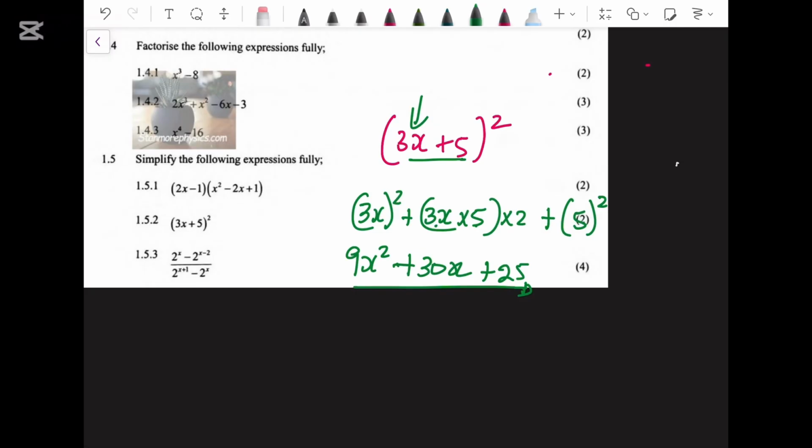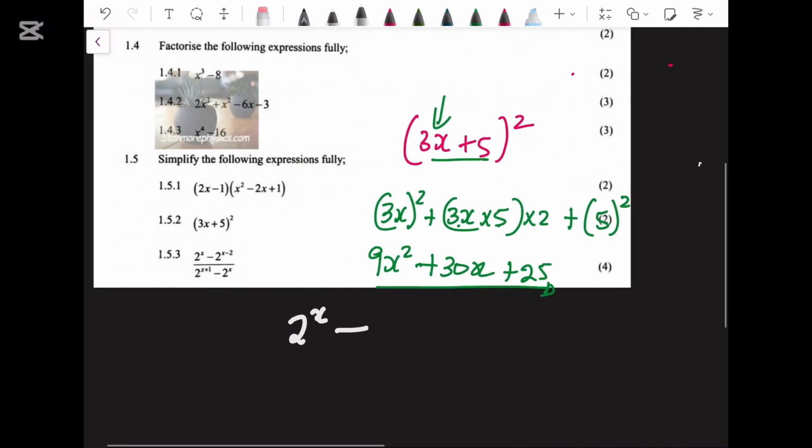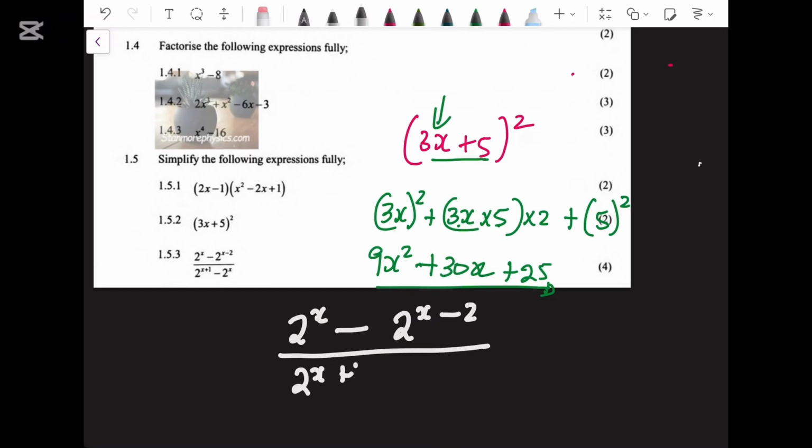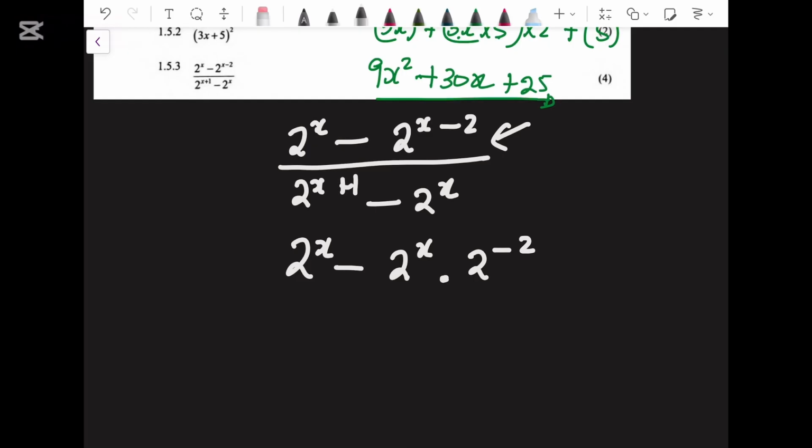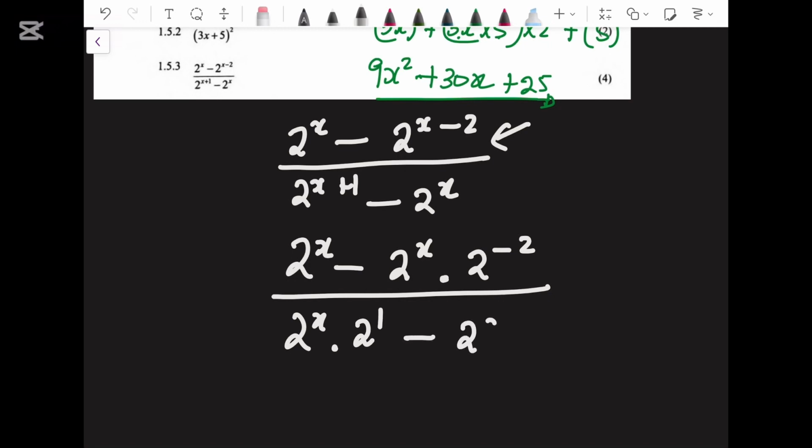The last one, we have 2 to the exponent x minus. So this operation is key here. 2 to the exponent x minus 2, all divided by 2 to the exponent x plus 1 minus 2 to the exponent x. And then we can split this one here. We have 2 to the exponent x minus 2 to the exponent x times 2 to the exponent negative 2, all divided by 2 to the exponent x times 2 to the exponent 1 minus 2 to the exponent x.